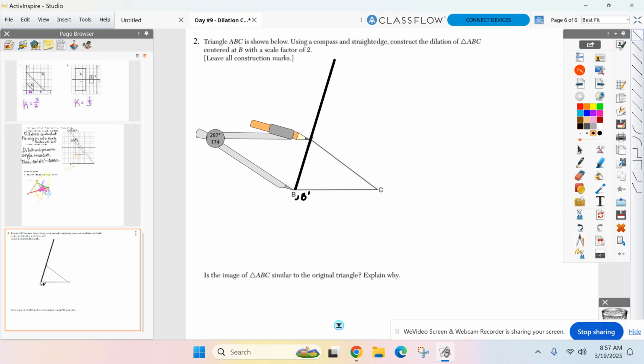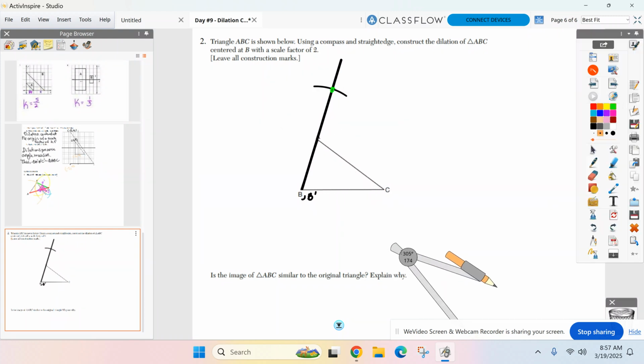All right, what do you guys think? How am I going to double that distance? I don't need an arc mark there. I just need to measure the distance. How do you double it? Move it up to point A. There you go. I just doubled it. And make yourself a little arc mark. And you just found A prime. Bam.